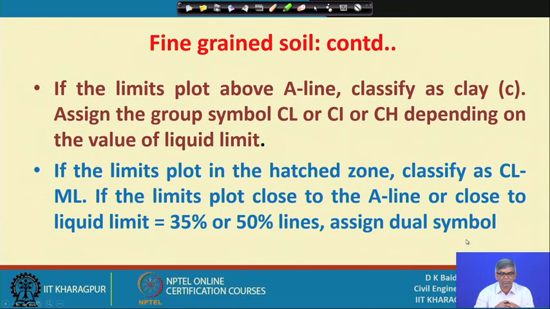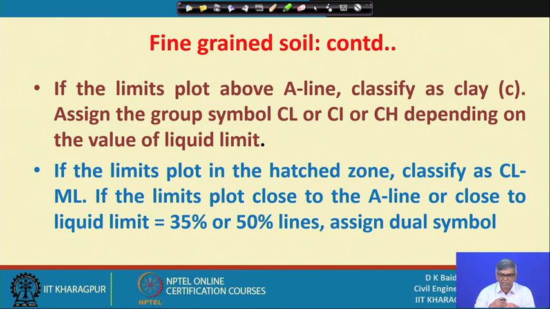And if the limits plot above the A line, that is the next step: if the point comes above the A line, then classify as clay, and assign the group symbol CL, CI or CH depending on the value of the liquid limit. That means, if the liquid limit is less than 35, then CL; if it is between 35 and 50, that is CI; and if it is greater than 50, that is CH.